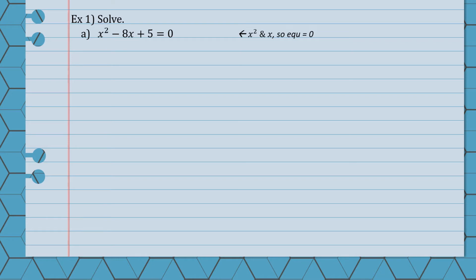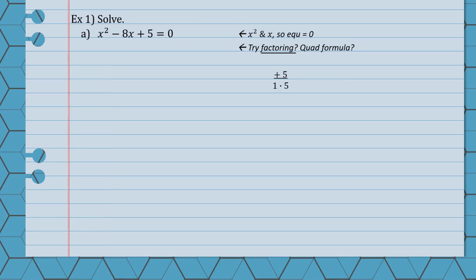So to solve this, we have several methods. We can try factoring, but if it doesn't work, then we need to try the quadratic formula. So let's try factoring. Since we have 3 terms, we will try the AC method. So 1 times 5 gives us positive 5. We create our list of multiples. 1 times 5 is the only option.